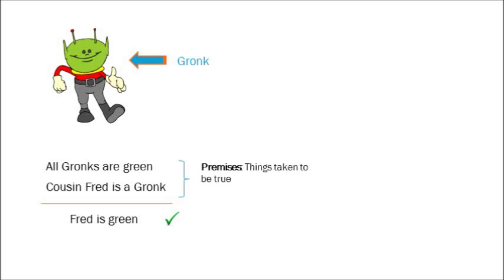The information you already have makes up what we call the premises, the things taken to be true. In this case, it's that all Gronks are green and that cousin Fred is a Gronk. Indeed, the information in the conclusion is already contained in the premises. If you accept the premises as true, but believe that Fred is not green, then you are wrong. This is not a matter of opinion.